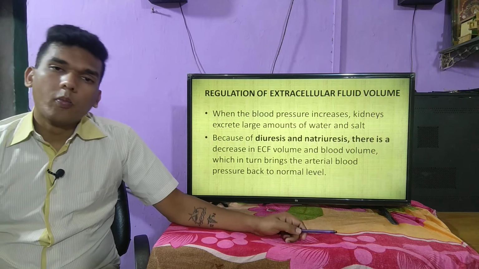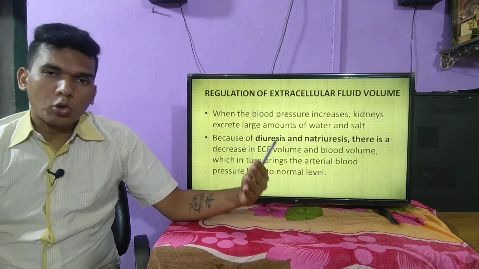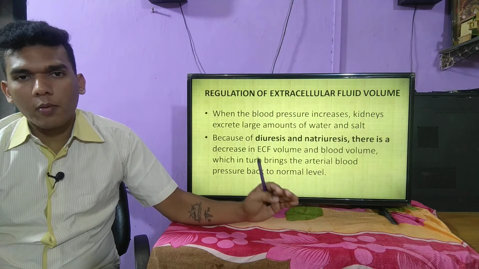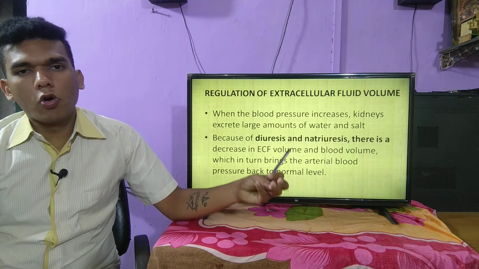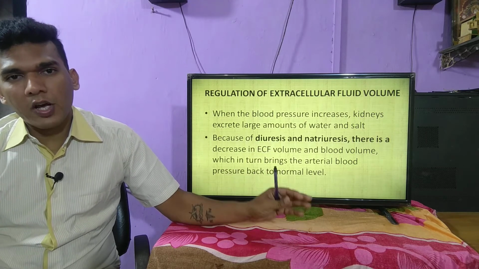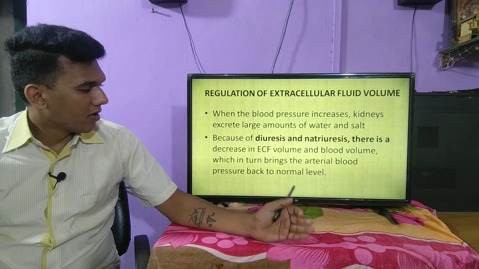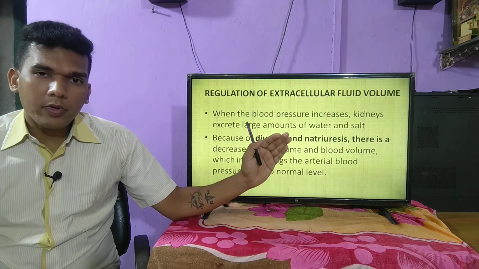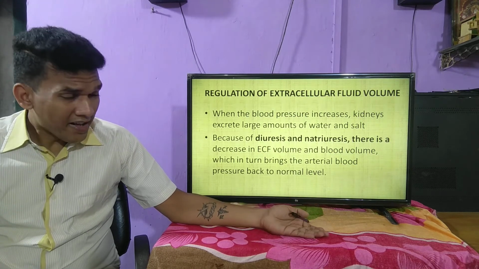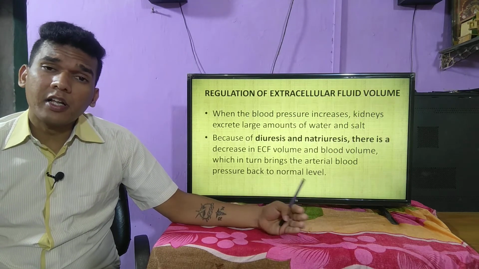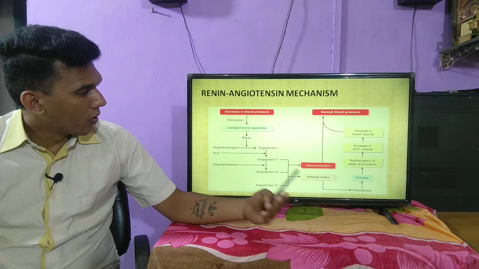So now my blood pressure is increased. So what will my kidneys do? They will throw more and more water and sodium out of my body. So because of that, what will happen? My blood volume gets decreased, and we have seen in our determinants of blood pressure that if the blood volume is decreased, there will be a decrease in the cardiac output and there will ultimately be a decrease in the arterial blood pressure. So let's see how it works.